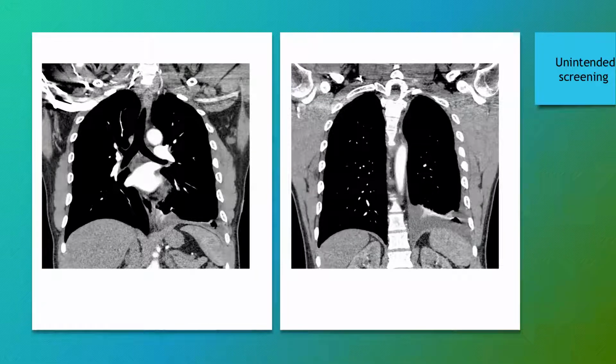So we spoke about screening. Something that can happen is unintended screening. You're looking for something and you find something else. So this is a CTPA that was done. The patient didn't have any clots, but they had a pleural effusion, which probably explained their shortness of breath.